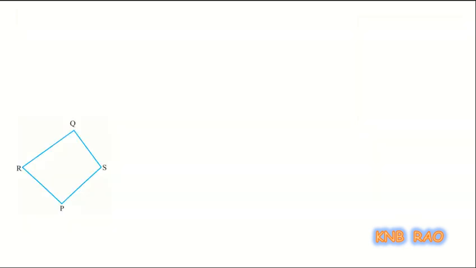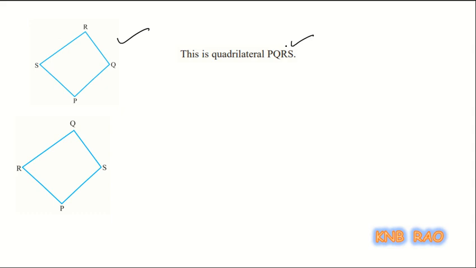Now students, it is very important. This first one is the quadrilateral PQRS. But what about this one? Is this PQRS? No. Why?